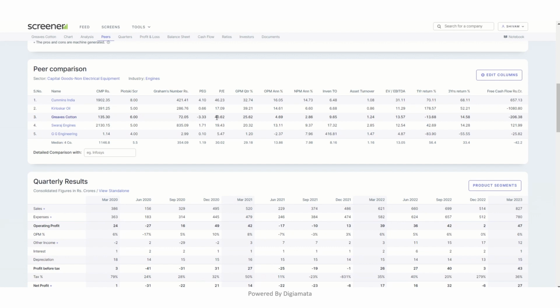So you can find the growth rate by dividing the PE ratio by the PEG ratio. So if you divide 40 by minus 3.33, you would get something like minus 12% of growth rate. Okay, so let's go to our sheet and try to fill in these values.